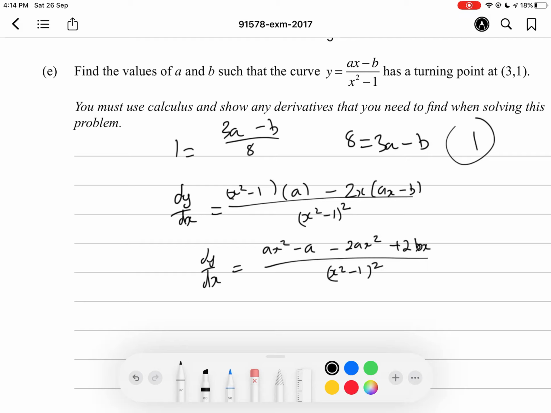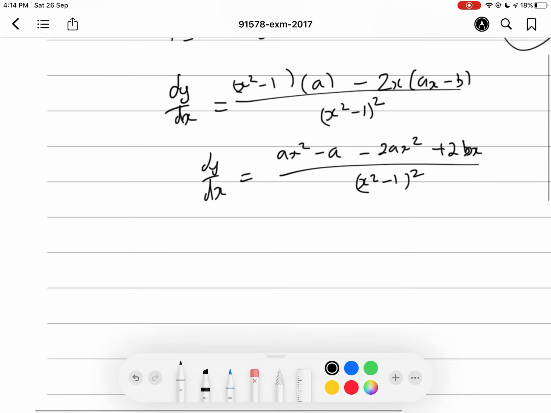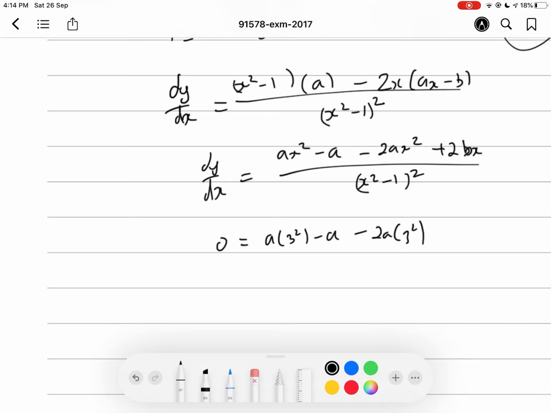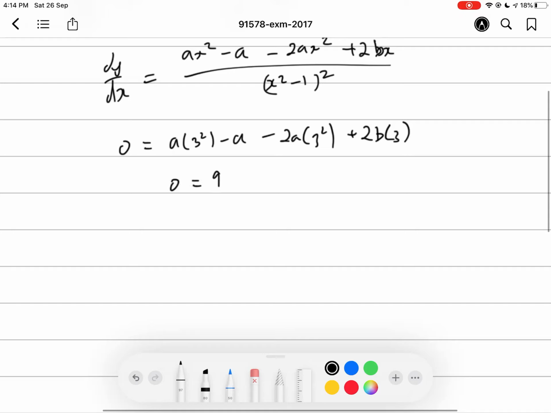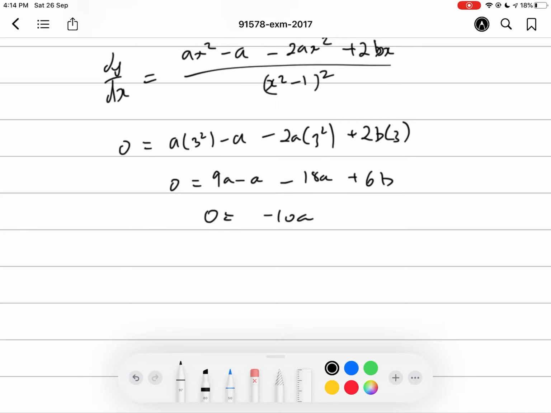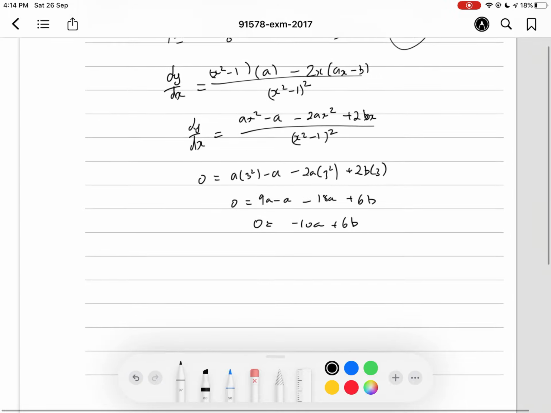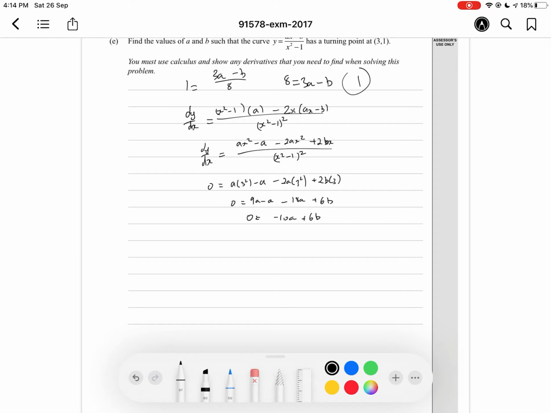So we know that dy over dx equals 0 when x equals 3. Therefore, 0 equals a times 3 squared minus a minus 2a times 3 squared plus 2b times 3. If we simplify this a little bit, we get 0 equals 9a minus a minus 18a plus 6b. So therefore, 0 equals negative 10a plus 6b. So now we have our two equations: 8 equals 3a minus b, and negative 10a plus 6b equals 0.